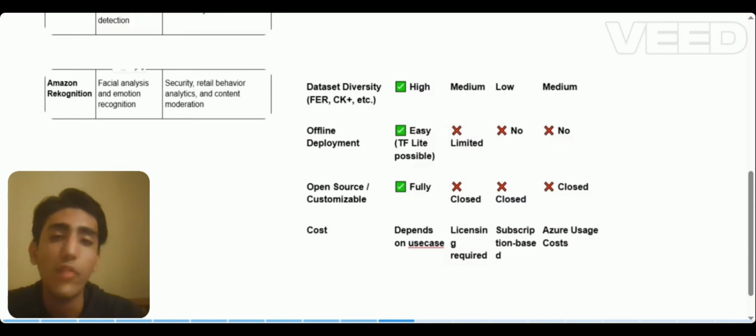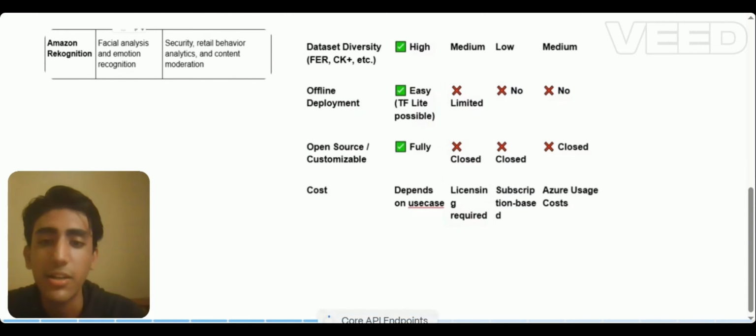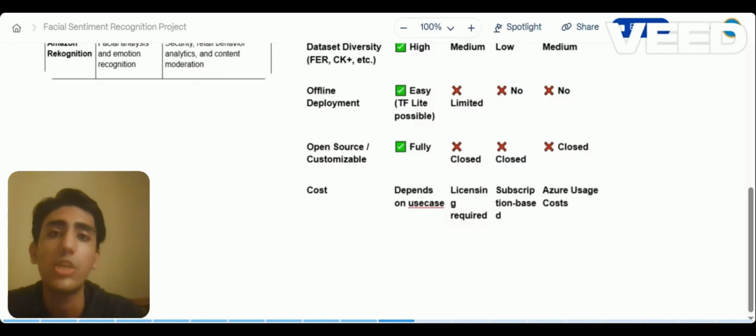We have offline deployment to a certain extent. And obviously our model is customizable, which means if there are some changes, we can get those done. Cost depends on the use case. We don't have a fixed cost. It depends on what level you want to deploy this model at.